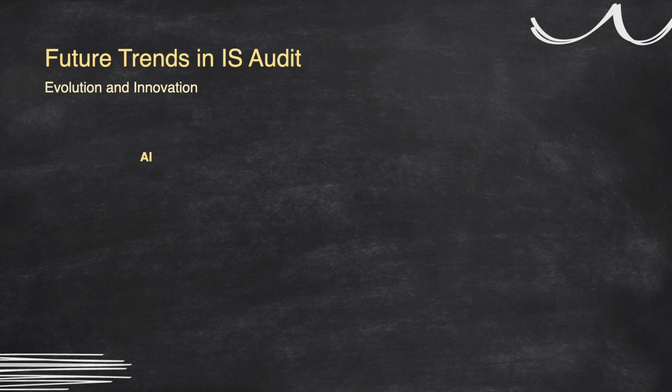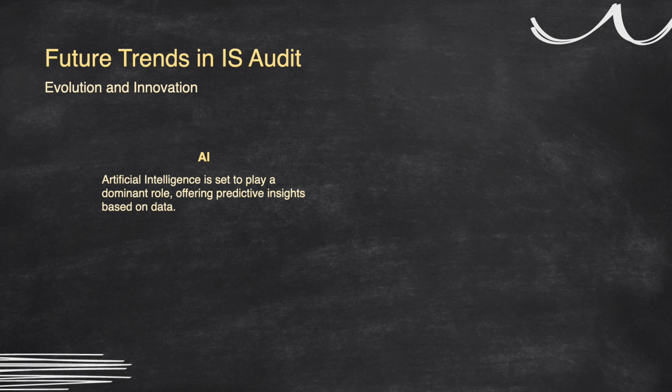In this, the first point is about AI. Friends, artificial intelligence is set to play a dominant role, offering predictive insight based on data. It is like having a crystal ball that can foresee potential risks. Friends, AI systems will analyze vast amounts of data to identify patterns and trends, allowing auditors to predict future risks and take preventive measures. And by harnessing AI, IS audits can become more proactive and strategic rather than reactive.